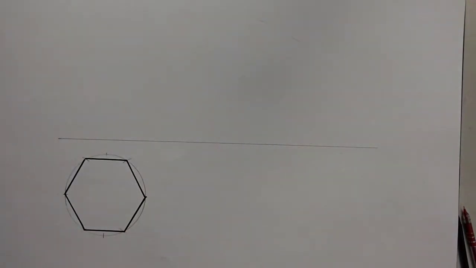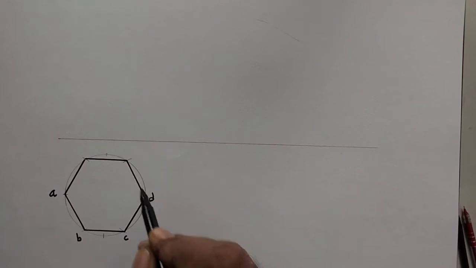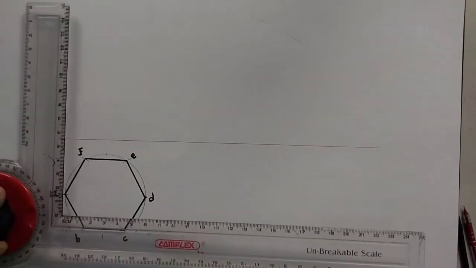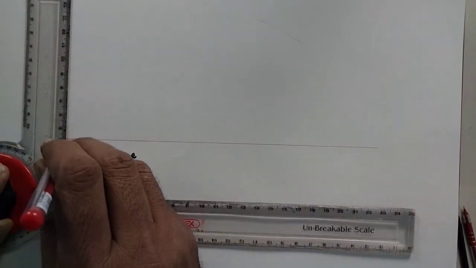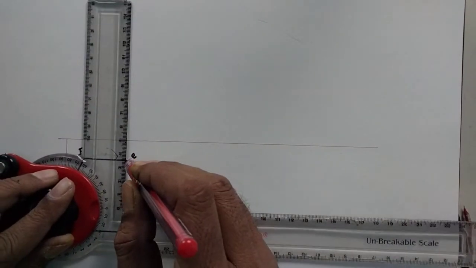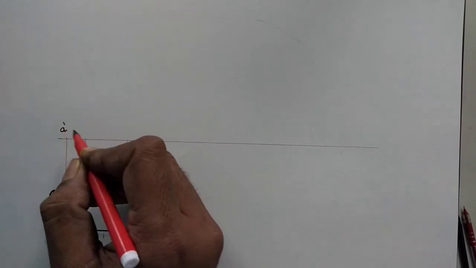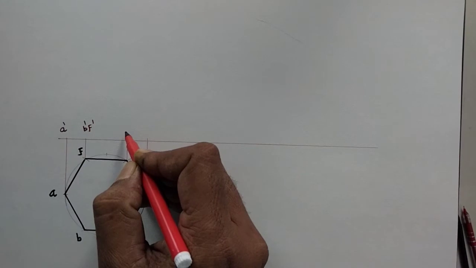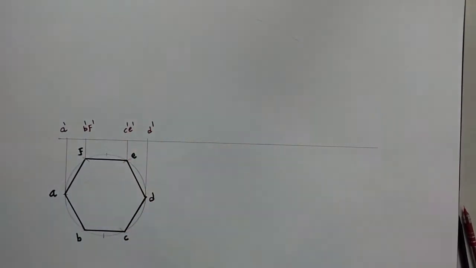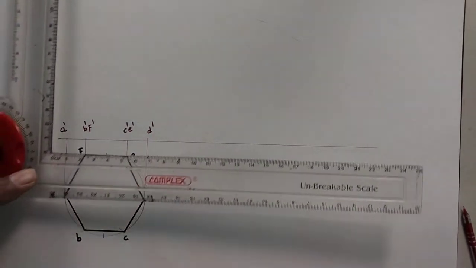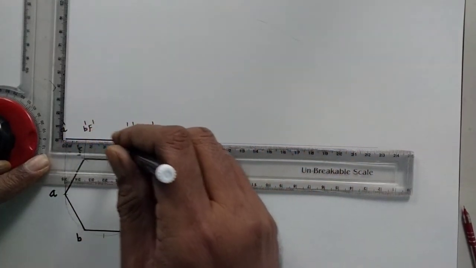So we mark our plan points A, B, C, D, E, F. Now the elevation is on the XY line. So we first collect the vertical projection from all the corners. And we show the elevation of the hexagonal plate: A dash, B dash, F dash, C dash, E dash, and D dash. And we make it dark.